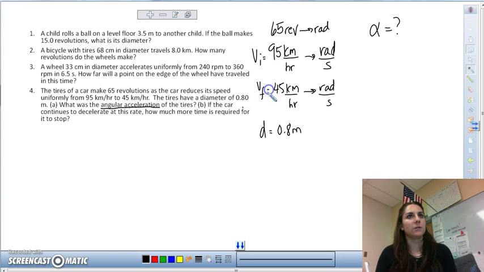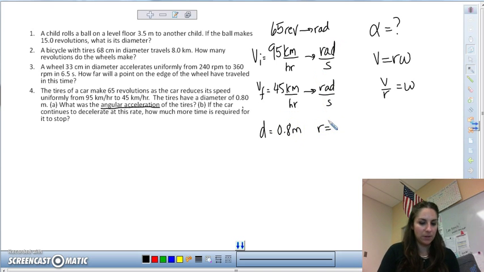Now notice that these are linear. We have to go from linear to angular, so we're going to be using this relationship to do that, where the angular is the velocity divided by the radius. This is the diameter, so just be careful with that. So actually what I'm going to do is take that and find the radius by dividing the diameter by 2. That's 0.4 meters, which is where this is going to come in.